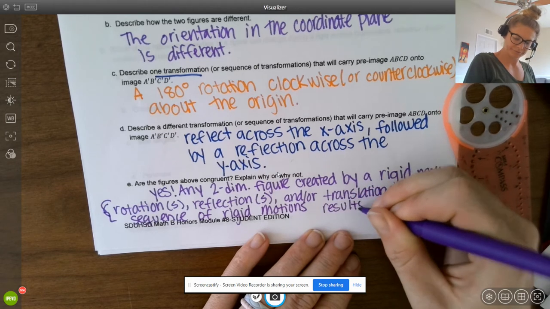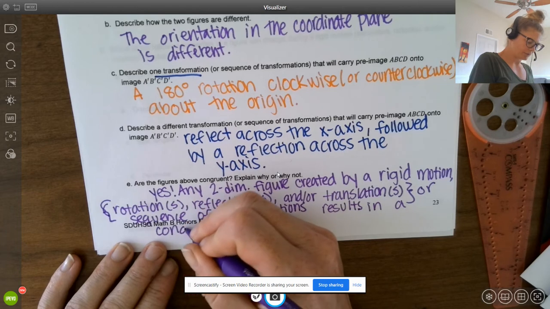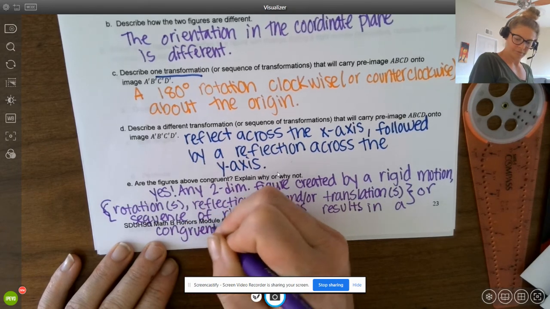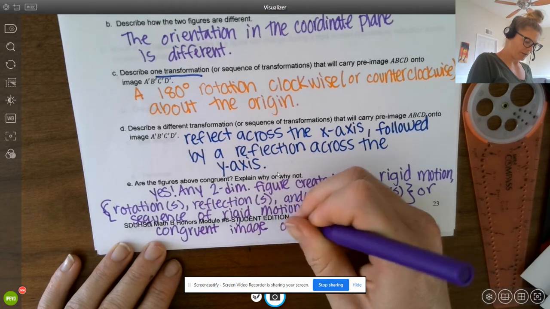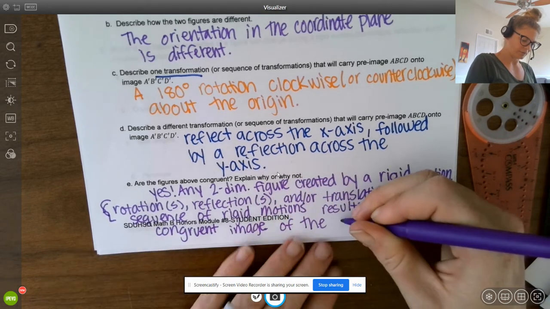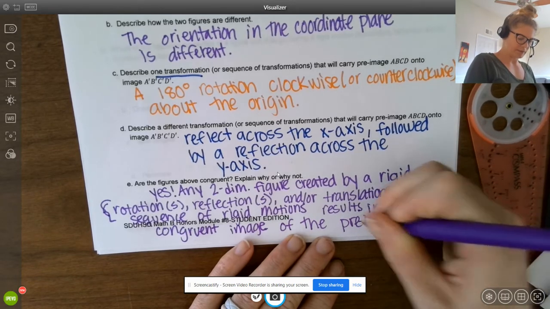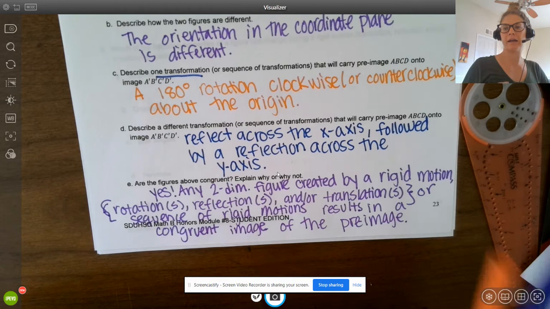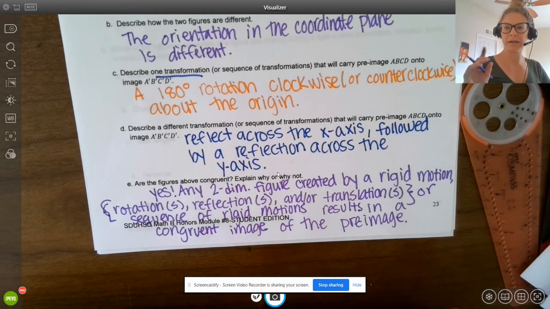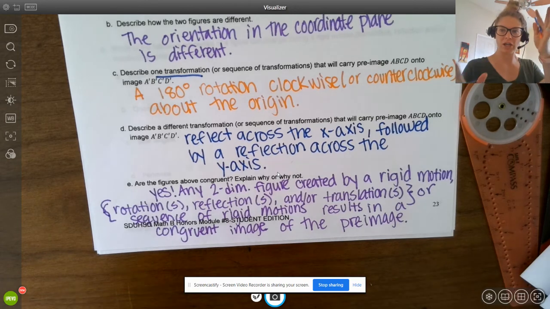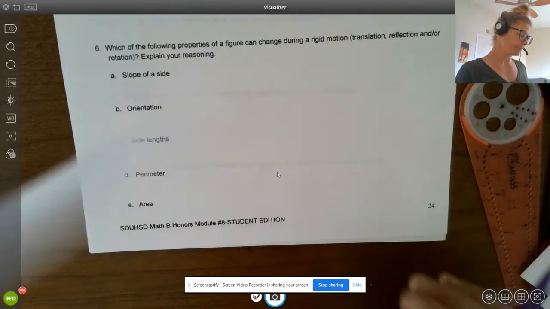Results in a congruent image of the pre-image. So that's a big hint if we were looking at what type of transformation this was. If we have something congruent, we know it could not be a dilation. We're not going to be changing the size. Cool.